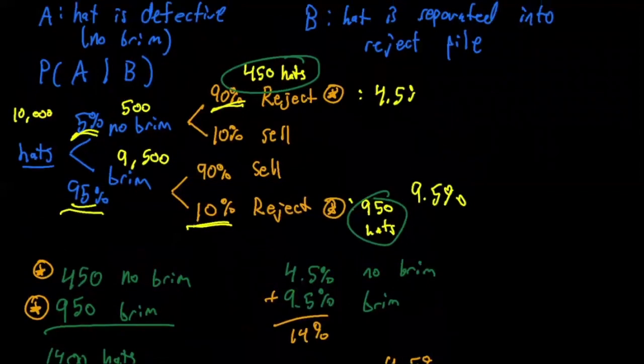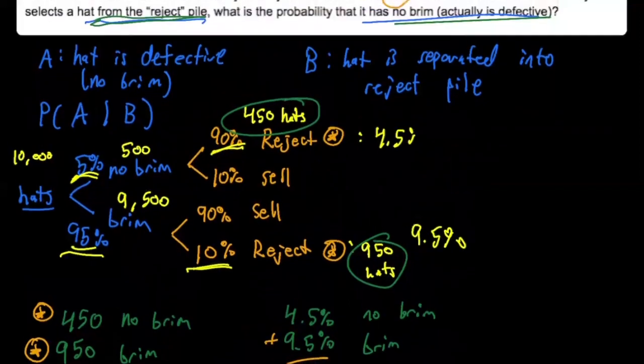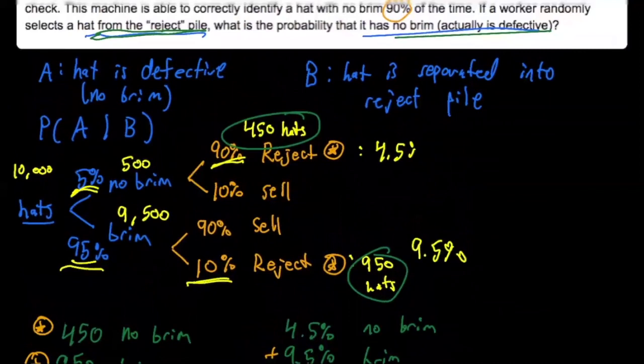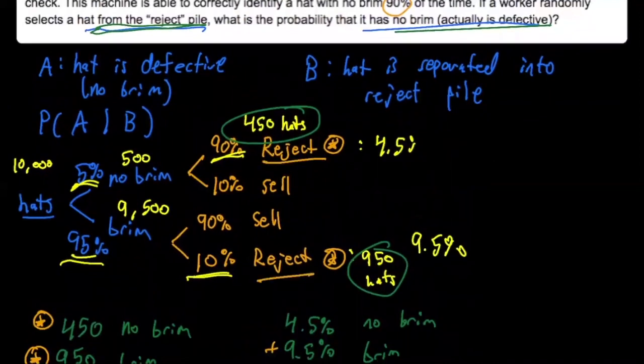So this is an example of how we can use a tree diagram to answer questions about conditional probability. As you can see, to find these final numbers, we multiplied our percentages or numbers down the tree.